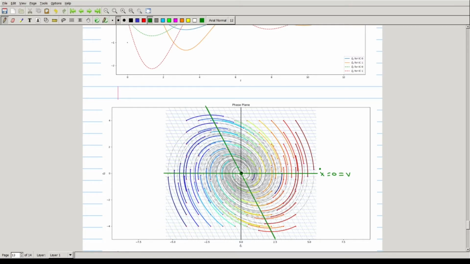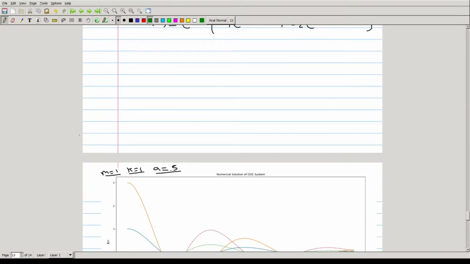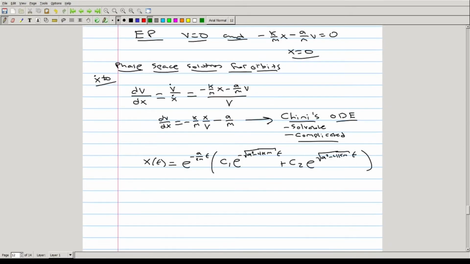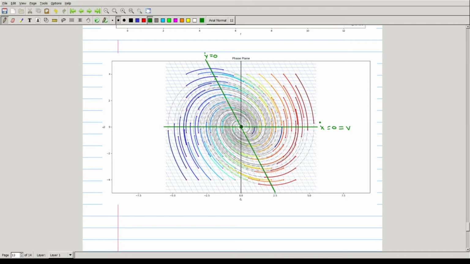This is when y dot is equal to 0, or the function negative k over m x minus a over m v is 0. So at the intersection of the two nullclines, you get a critical point, and you can clearly see here that the slope here, or the y derivative here is 0, and on any of these values on this line, the y derivative is 0. Same thing with this nullcline right here.